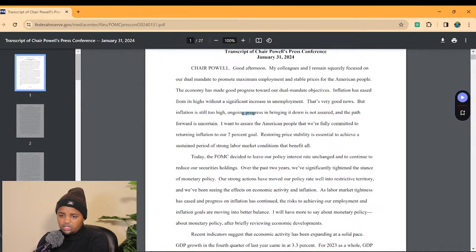Ongoing progress is bringing it down, not assured, and the path forward is uncertain. I want to assure the American people that we are fully committed to returning inflation to 2%. So they are very committed to bringing inflation to 2%.